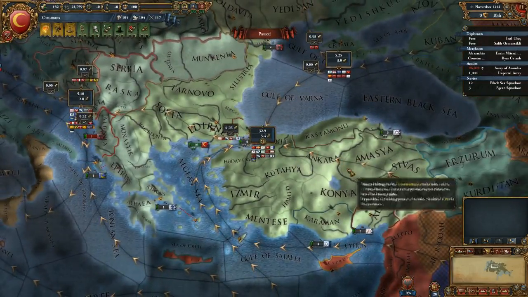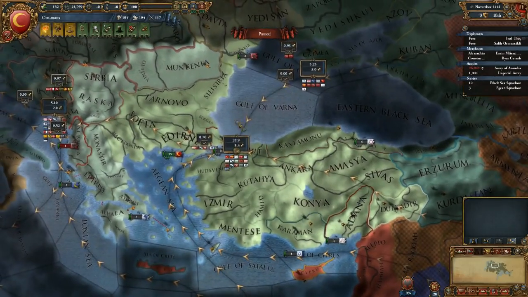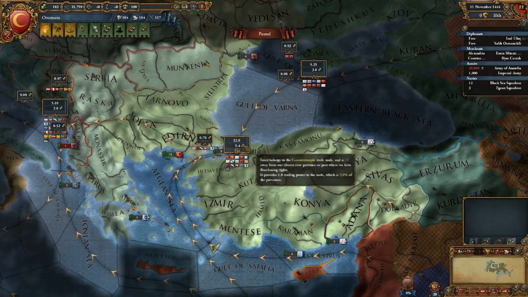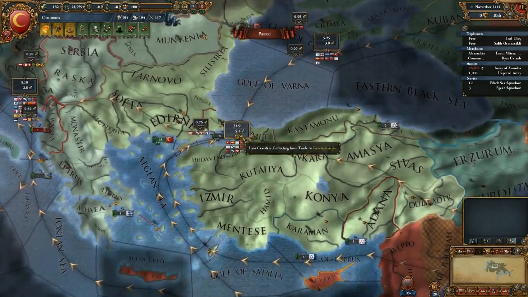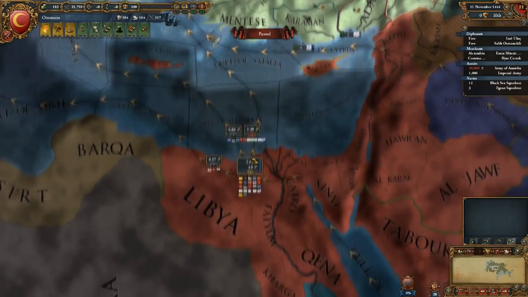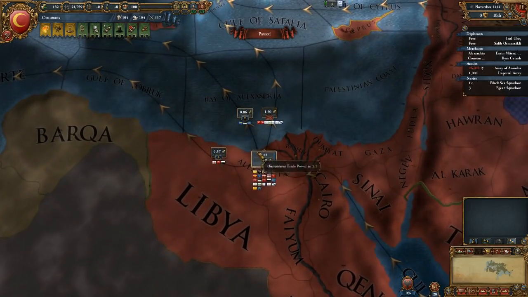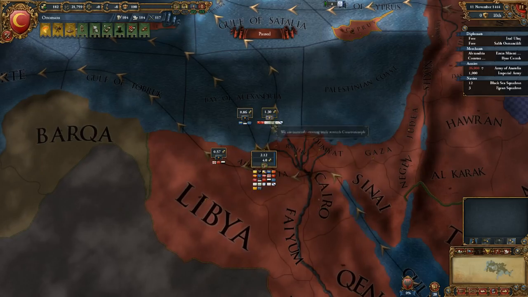We've covered how trade moves between nodes. We've covered how nodes get added to with the trade value of all of the provinces within that node, and we've covered how you can collect from those nodes. Now, let's just have one final look at steering. You can see here in Alexandria that one of my merchants is steering trade.